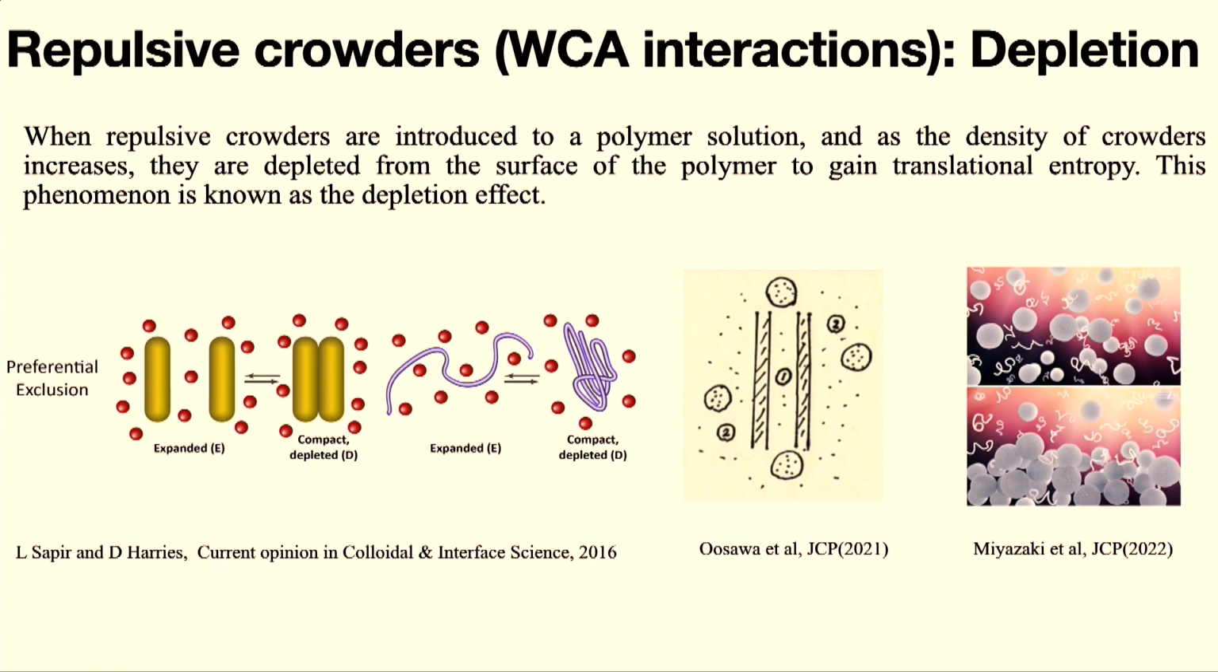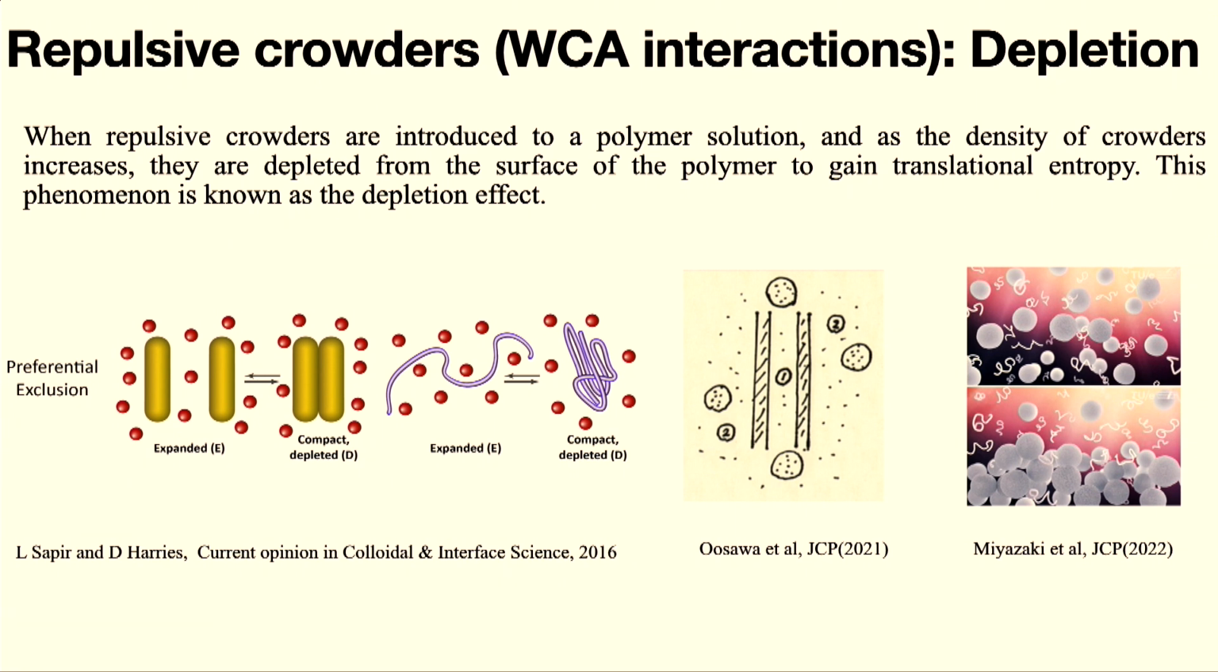If we have crowders in our system, they can have typically two types of interaction with the polymer chain. First, they can have a repulsive interaction with the polymer chain, and that gives rise to what is known as the depletion effect, where, when the crowder density is increased above a threshold value, we'll see a coil-to-globule transition, and these crowders are depleted from the surface of the polymer chain to gain translational entropy. This phenomenon is known as the depletion effect.